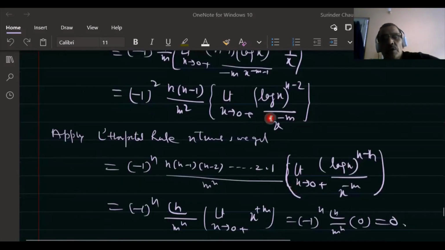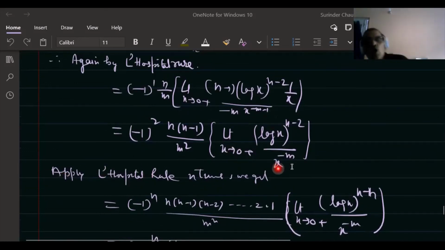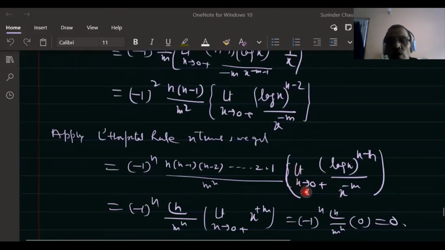So again, this is an indeterminate form. So we will apply L'Hopital's rule n times, n times because the power of this log of x is terminating. If we apply L'Hopital's rule n times, outside we'll get minus 1 to the power n, n factorial upon m to the power n, into the limit as x goes to 0 of log of x to the power n minus n upon x to the power minus m. So log of x to the power 0 is equal to 1, and 1 upon x to the power minus m as x goes to 0 is 1 upon infinity, which is equal to 0.